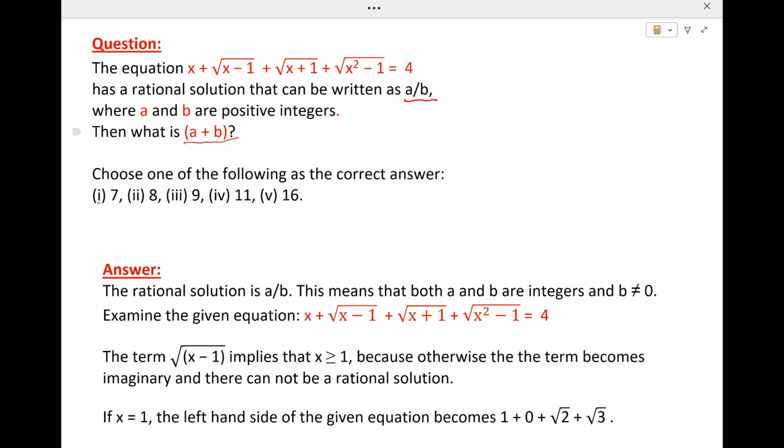We are required to choose one of the following as the correct answer, that is, choice 1 is 7, choice 2 is 8, choice 3 is 9, choice 4 is 11, and choice 5 is 16.